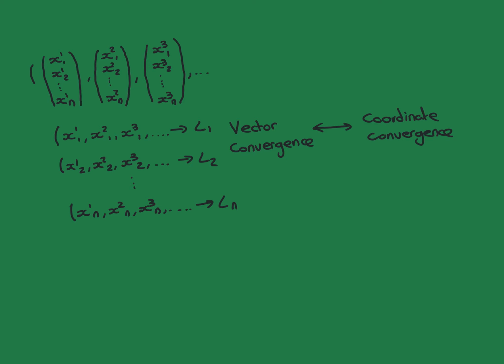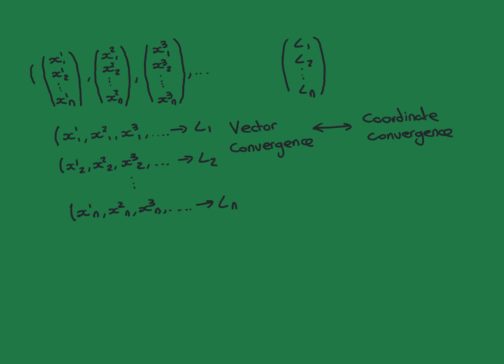And then of course we will have all of the corresponding coordinate sequences to our sequence of vectors, and we're starting with the initial assumption that all of these coordinate sequences converge. So we'll call the limit of the first coordinate sequence L1, we'll call the limit of the second coordinate sequence L2, all the way down to the nth coordinate sequence, and we'll call its limit Ln.